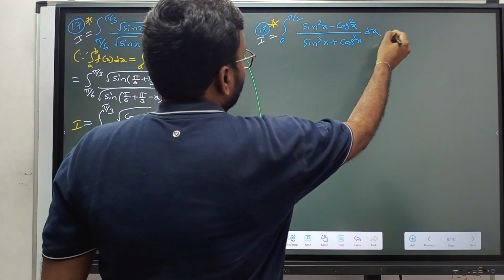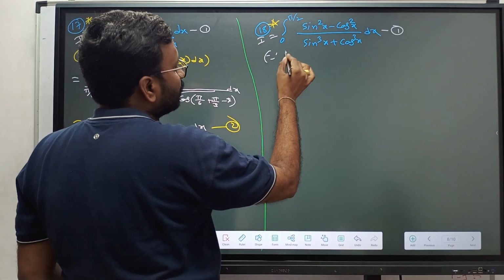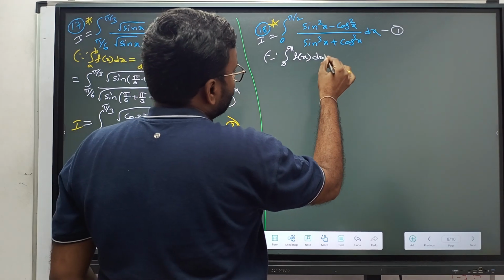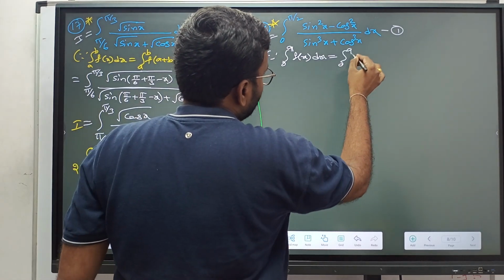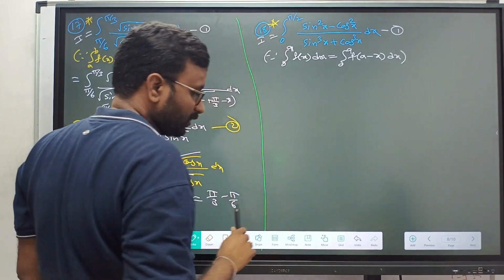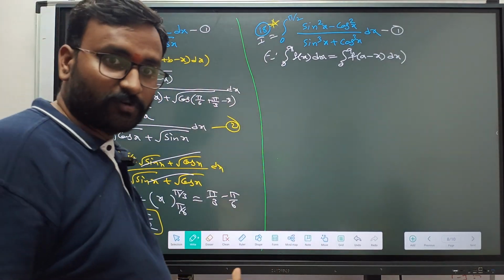Let this be I equal to equation number 1. What is the property? Integral 0 to a f of x dx is equal to integral 0 to a f of a minus x dx. If you write the property, maybe you may get 1 mark, remember.